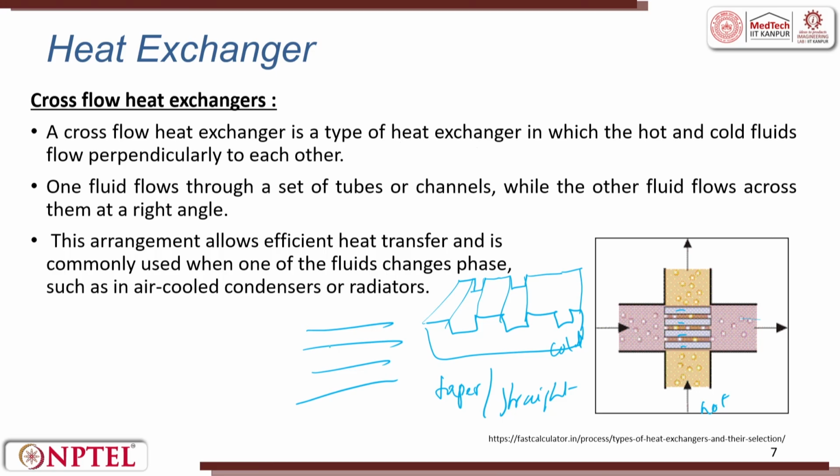It can also have pipes. These are pipes or tubes, right? One fluid flows through a set of tubes or channel, while the other fluid flows across them at 90 degrees, at a right angle. This arrangement allows efficient heat transfer and is commonly used when one fluid changes phase, such as in an air-cooled condenser or radiator. Right? When one of the fluids changes phase, it can be liquid phase or gas phase. So, it can be liquid to steam or steam to liquid.